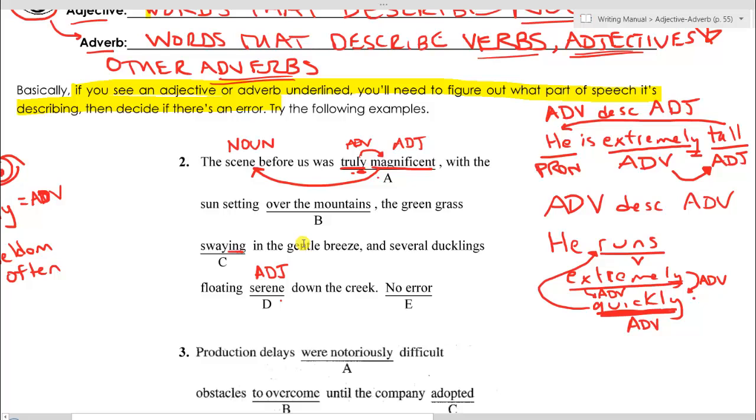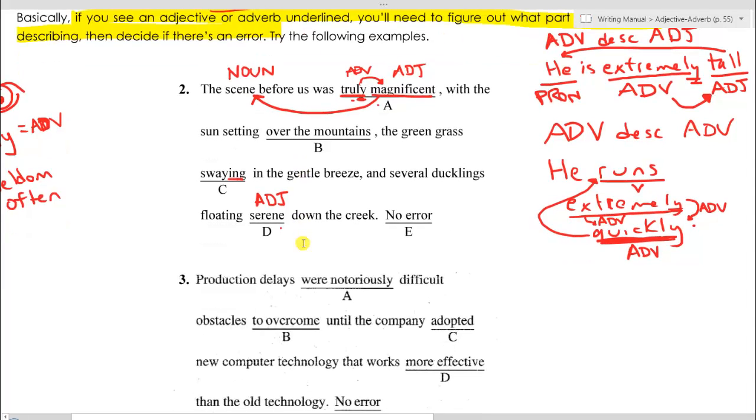Now, here is the deal with this serene. This serene is modifying this word floating. It is telling us how the ducks were floating. Now, you might be able to just do this based on sound. You might know that you would not say he is floating serene down the creek. You would say he is floating serenely down the creek. So indeed, the answer on this question is D, where we need an adverb to modify this floating rather than an adjective.